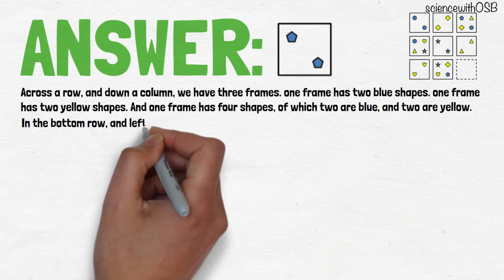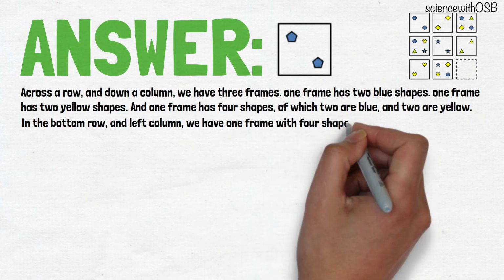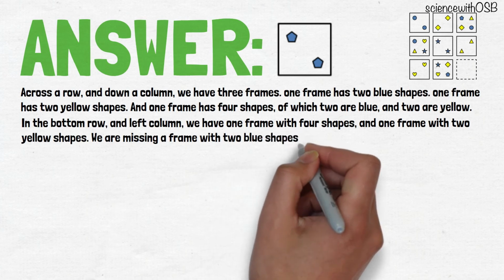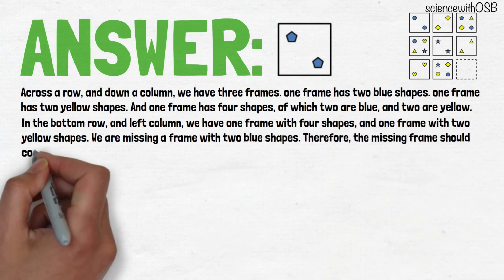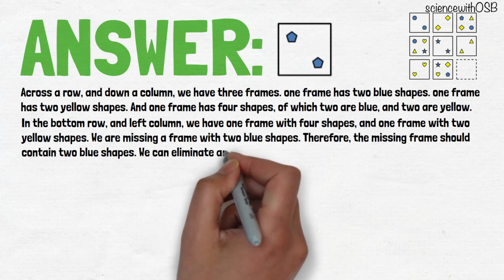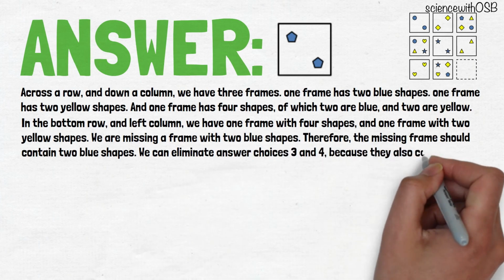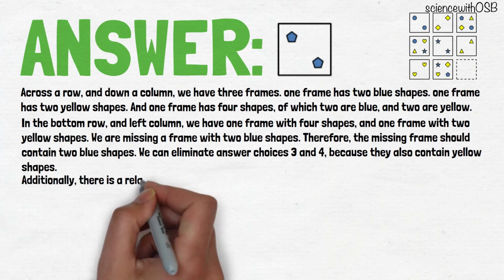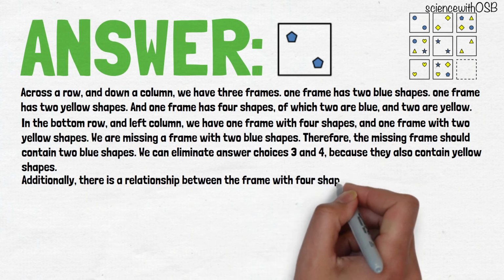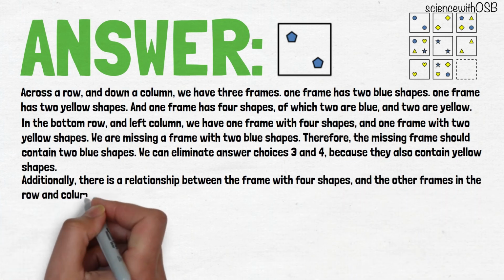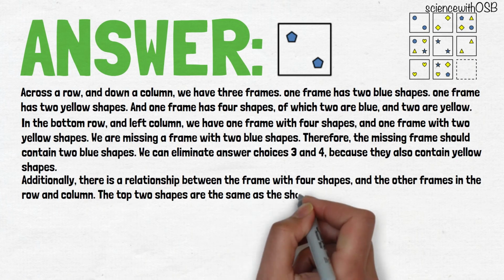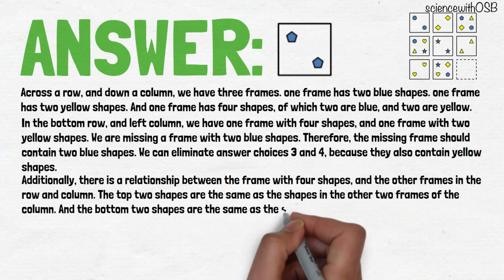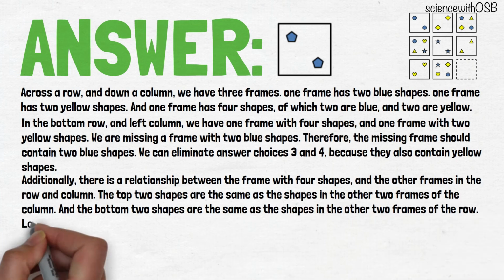In the bottom row and left column, we have one frame with 4 shapes and one frame with 2 yellow shapes. We are missing a frame with blue shapes. Therefore, the missing frame should contain 2 blue shapes. We can eliminate the answer choices 3 and 4 because they also contain yellow shapes. Additionally, there is a relationship between the frame with 4 shapes and the other frames in the row and column. The top 2 shapes are the same as the shapes in the other 2 frames of the column, and the bottom 2 shapes are the same as the shapes in other 2 frames of the row.